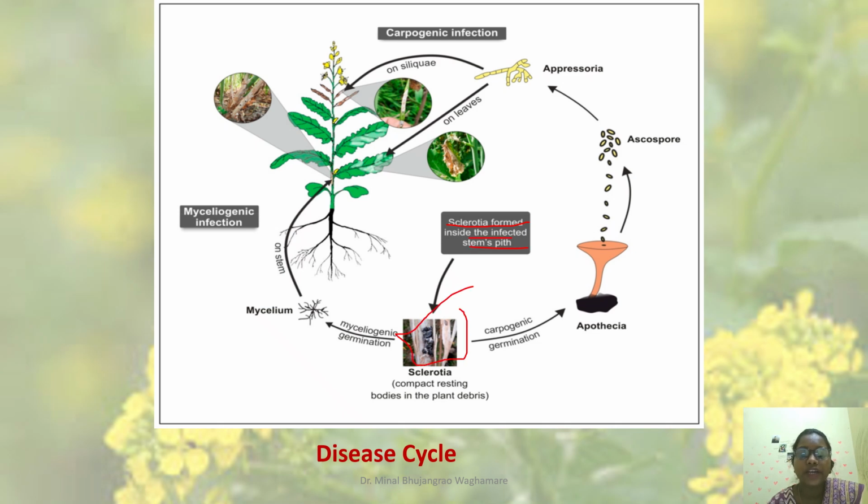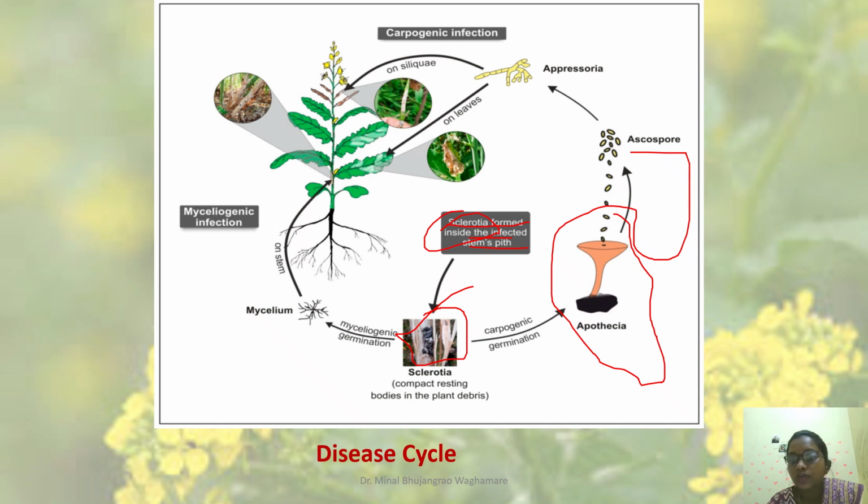If you see the mustard crop infected by Sclerotinia stem rot disease, we can find this hard structure, sclerotia, inside the soil or in the stem pith. And coming to the sexual life cycle, it is related to the ascospores. Ascospores are released by the apothecium fruiting structure. It is a cup-shaped fruiting structure. It releases the ascospores. It leads to the sexual life cycle of this disease. And typical conidia are not produced in this disease.